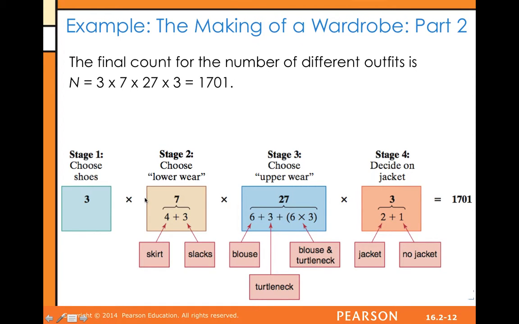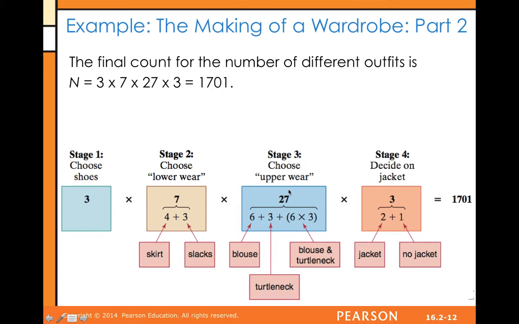So here you go. At stage 1, when she chooses shoes, she has 3 choices. She must wear shoes, and she's packing 3 pairs of them. At stage 2, she must wear pants or a skirt, right? She's not going bottomless here. How many choices does she have at stage 2? Well, she packed 4 skirts and 3 pairs of slacks. So there are 7 total ways she can do stage 2.